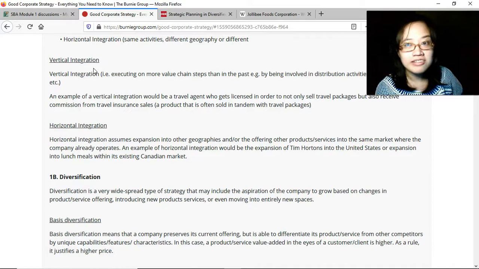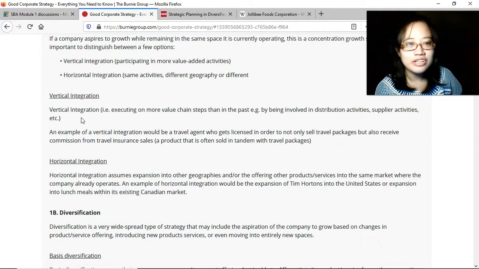Vertical integration, they do have further explanation here. So let's see. Executing on more value chain steps than in the past, example, by being involved in distribution activities, supplier activities, etc. So an example, a travel agent who gets licensed in order to not only sell travel packages but also receive commission from travel insurance sales. So a product that is often sold in tandem with travel packages. So essentially you're adding in some sort of rider or supplementary or complementary product to your product, right?